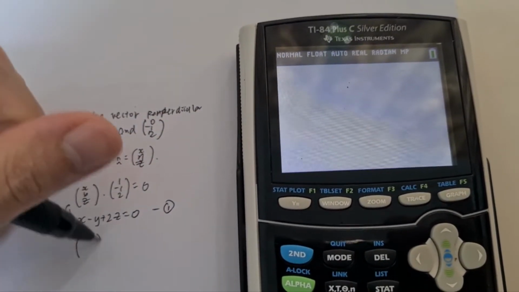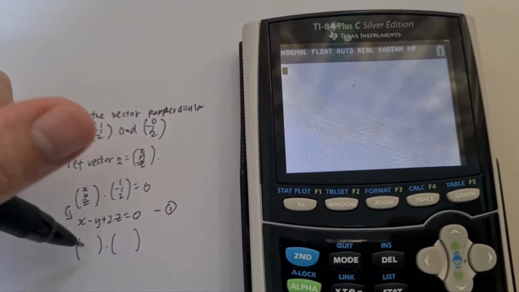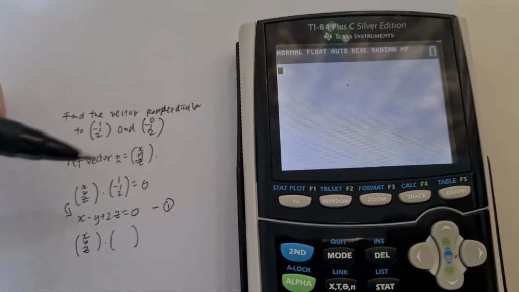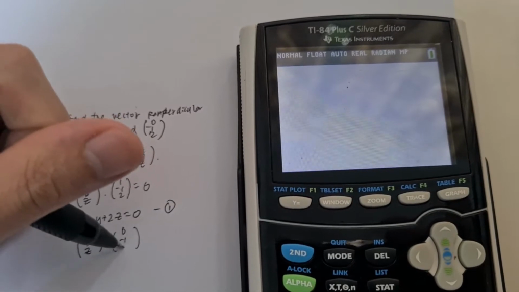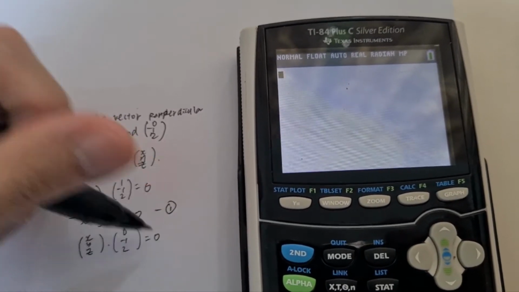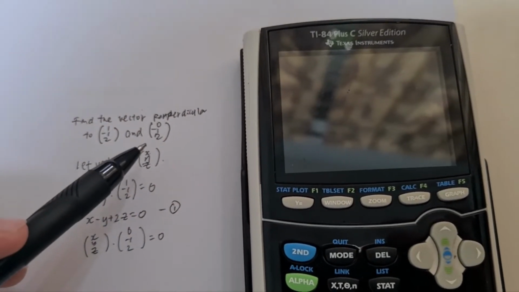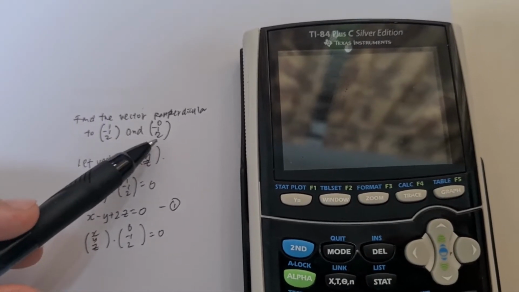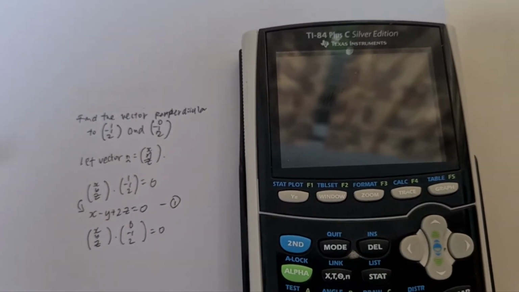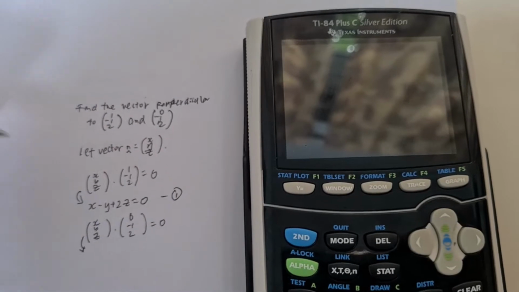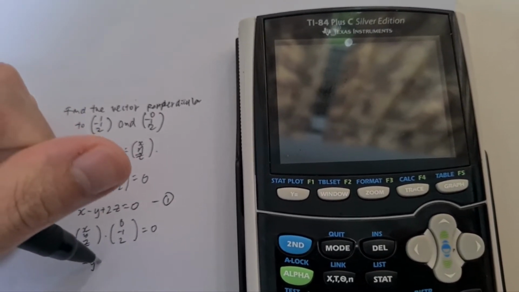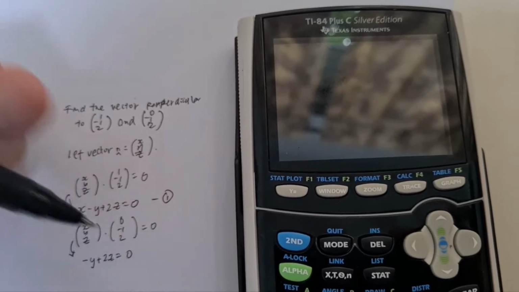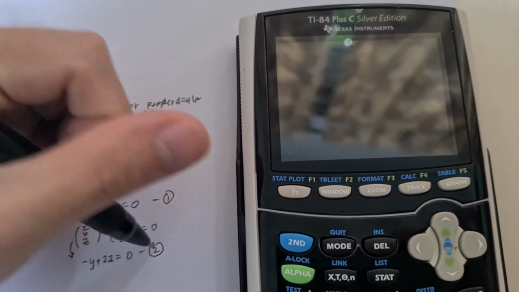We next form another scalar product, this time around xyz dot the second vector, which is 0 negative 1 2. So this is also equal to 0, because same thing, we know that this vector and 0 negative 1 2 are perpendicular to each other. From here we will form another Cartesian equation, so that will be negative y plus 2z equals 0, and this will be my equation 2.